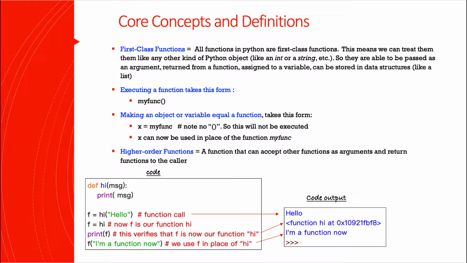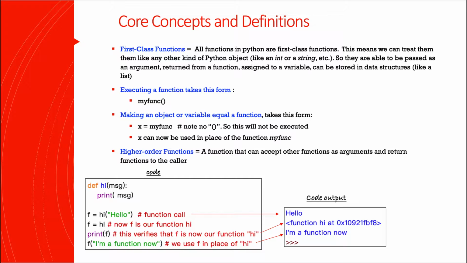So f equals hi. Now f is our function hi. When we print f, this verifies that f is now our function hi. We get confirmation through the output. So now we can use f in place of hi. So I say f('I'm a function now'). So again, we have the parentheses here. So we are able to now not just return the function, but execute it. And you see in the output, that's confirmed.